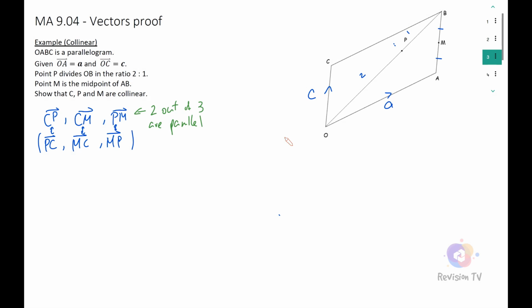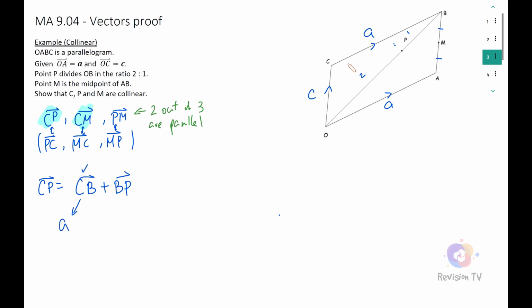Just to make it easier, I'm going to choose CP and CM, the first 2. It doesn't matter which one you do. So first of all, I need to do CP. To find the route from C to P, maybe I can go from C to B and B to P. So CB plus BP. Now, one thing about a parallelogram is the opposite sides are parallel and equal. So CB will be the same as OA, which is A. So that's out of the way.